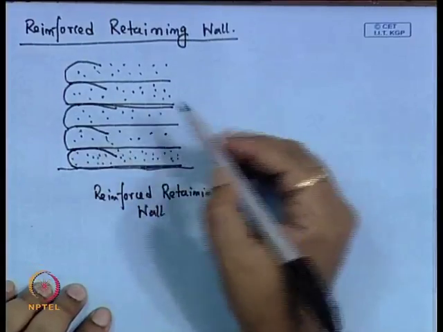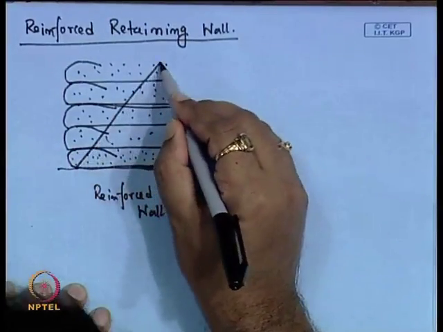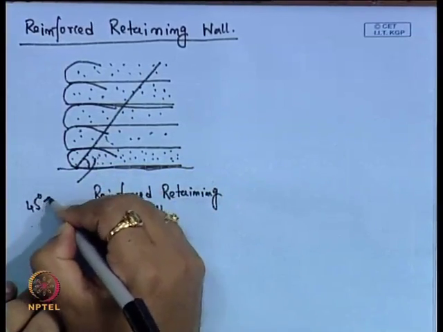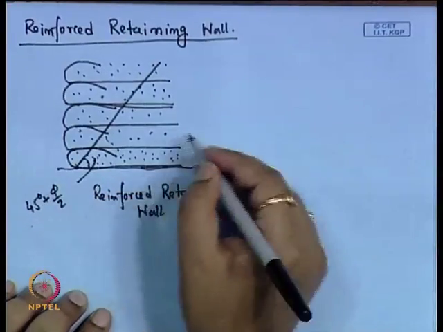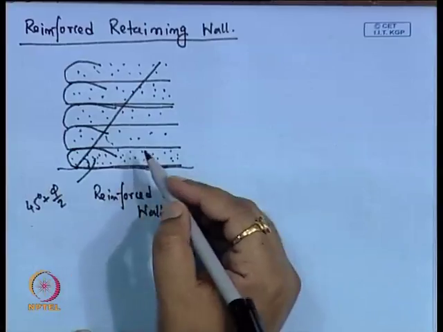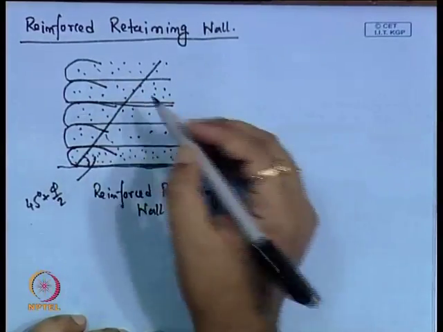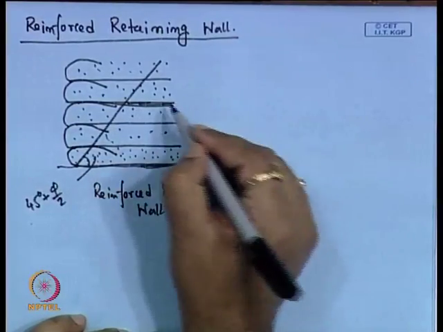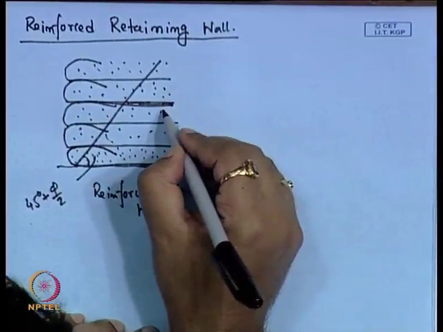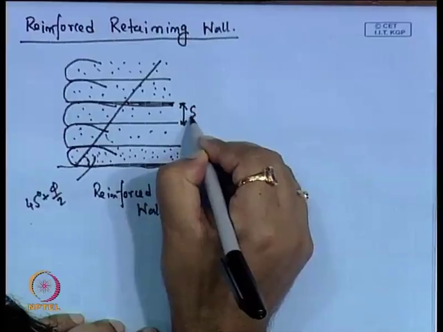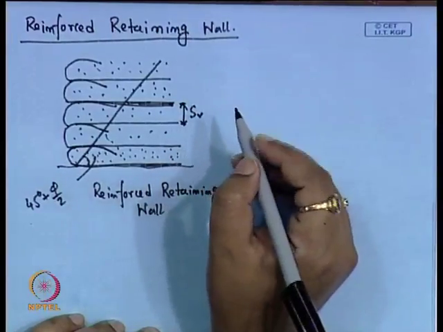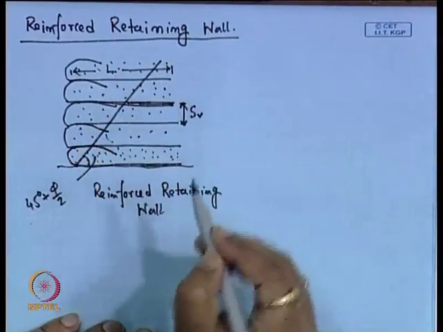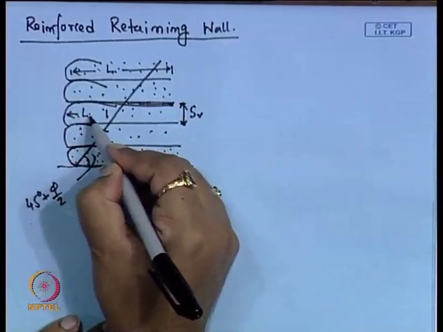Now, if we consider the failure surface, if it fails like this, then this angle is 45 degrees plus phi by 2, where phi is the friction angle of the compacted fill material with reinforcement. As I have discussed, the main design components of this type of structure are, one, S V, the vertical spacing between the reinforcement, then the total length of the reinforcement, and the length of the folding portion, L G O.